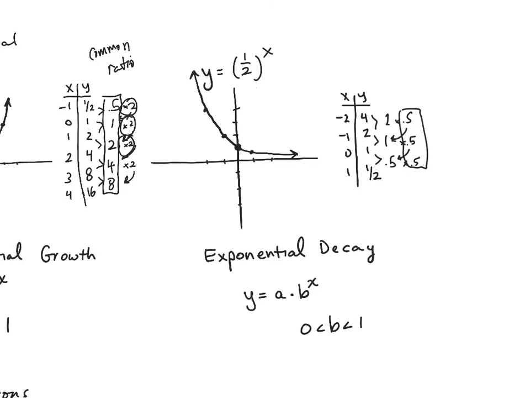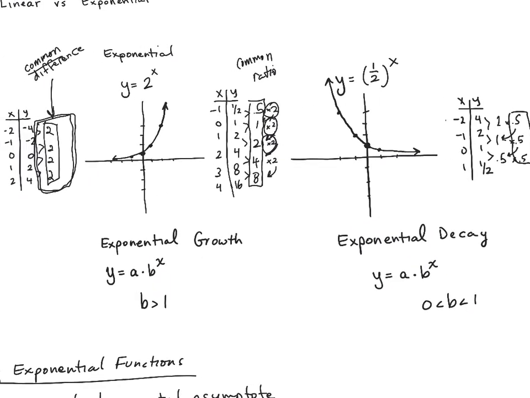So this is just a brief introduction to what an exponential function is. An exponential function is a function written in the form a times b to the x, where b is some number greater than 1, which makes it exponential growth, where as x increases, y is increasing. It is not increasing at a constant rate like with linear, but it's increasing using a rate as a common ratio. So every y value is being multiplied by the same value.